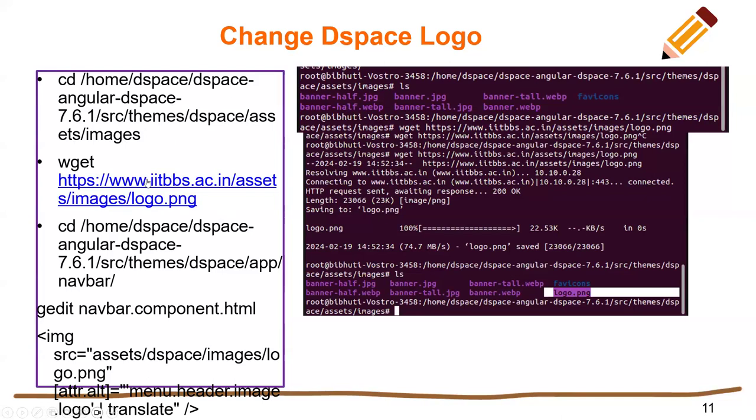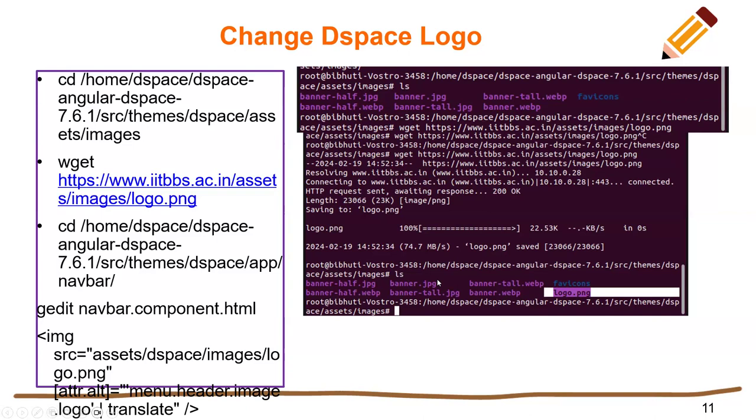Location. So wget that logo. Then after that, we went to this particular folder: theme DSpace, home DSpace, DSpace Angular, DSpace 7.6, then source SRC, then themes DSpace app navbar. There is a file called navbar.component.html.